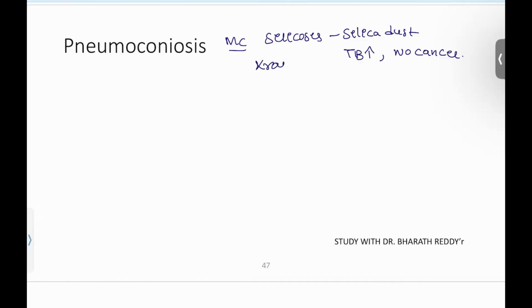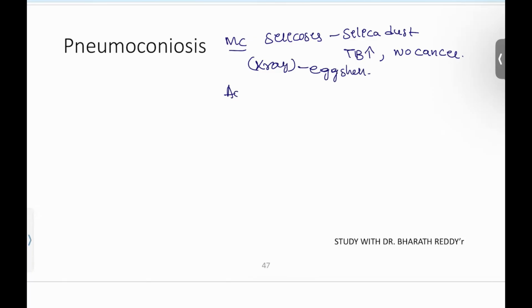Next topic, pneumoconiosis. The most common overall pneumoconiosis is silicosis. Silicosis is due to silica dust exposure. These patients are at highest risk of TB, but no risk of cancer. Very rarely is cancer seen. On the chest X-ray, you will be seeing eggshell calcifications.